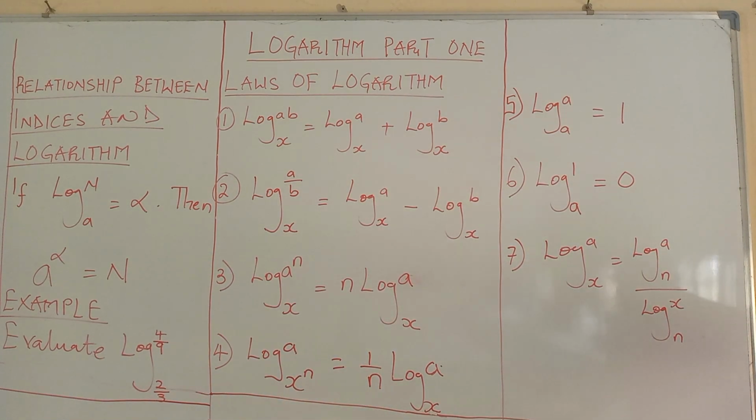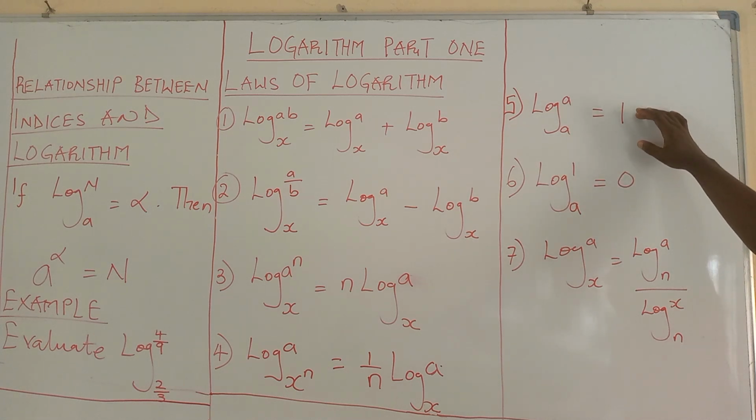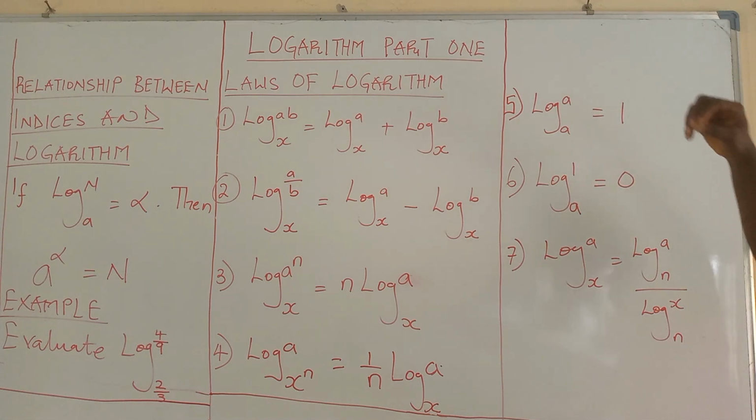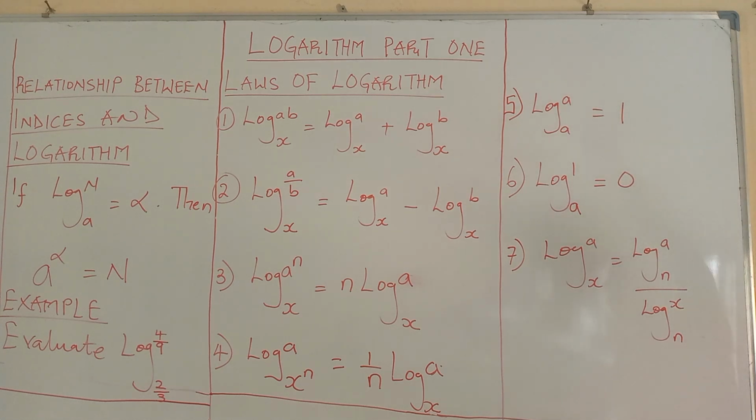Log of a number to the same base. Log A base A, the answer is 1. So when you have log of a number to the same base, for example, log 3 base 3, the answer is simply 1. Log of a number to the same base, the answer is 1.